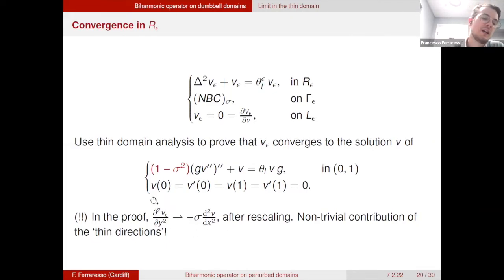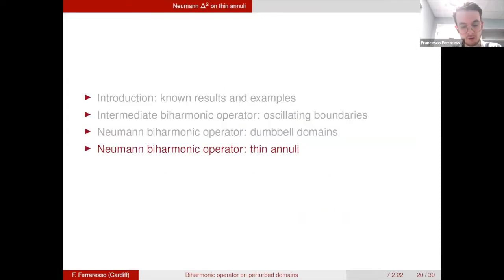So you could say, well, look, of course, you are considering a very complicated example in which you have this parameter, and maybe if sigma is 0, then you don't see this difference. That's true. But I would like you to keep in mind this sort of non-trivial contribution of the thin directions, because now I will show you that this is something that is deeply related with the specific form of the Neumann biharmonic operator. I will do this in this last part of the talk.